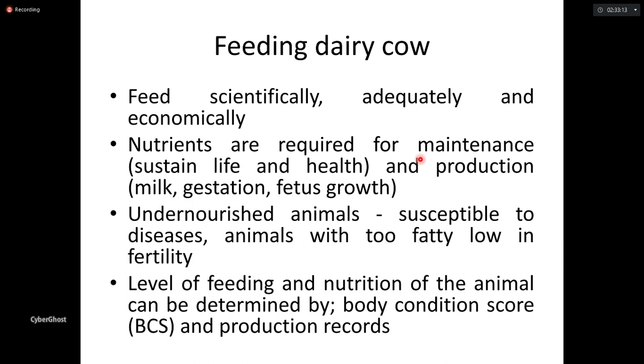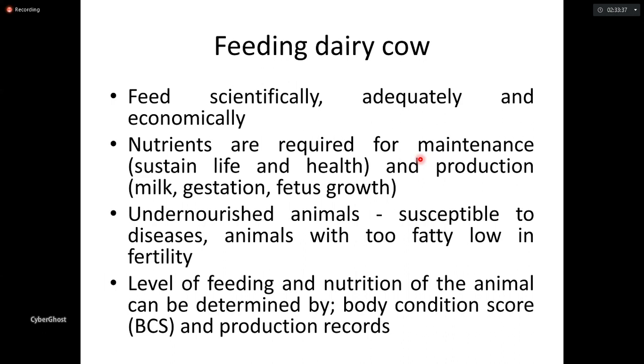And their production records as well. We can check their production records. Are they high producing animals, low producing animals, average producing animals, right? Based on that, we have to fulfill their nutrient requirements, right? If they are very high producing animals, which means they will be producing at least 50 liters of milk per day, or maybe 40 to 50 liters of milk per day.